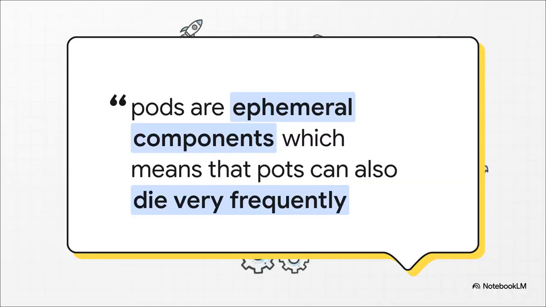Okay, and this next part is maybe the most important concept in all of Kubernetes. You have to get this. Pods are ephemeral. That's a fancy word that means they are temporary. They are designed to be disposable. Think of them like cattle, not pets. You don't get attached to them. They can and will disappear at any moment. And this isn't a bug, it's the central design feature that makes the whole system so incredibly resilient.